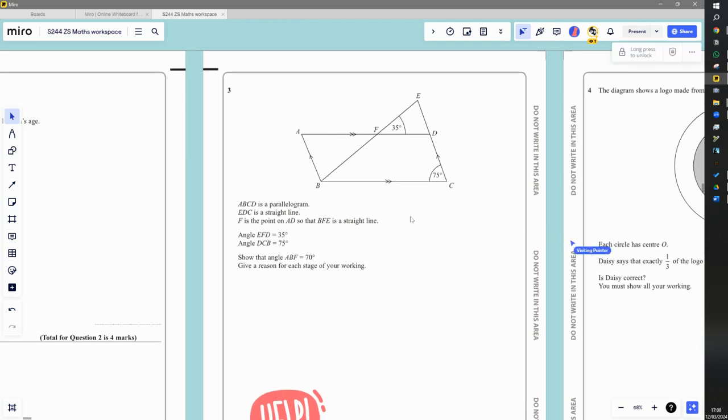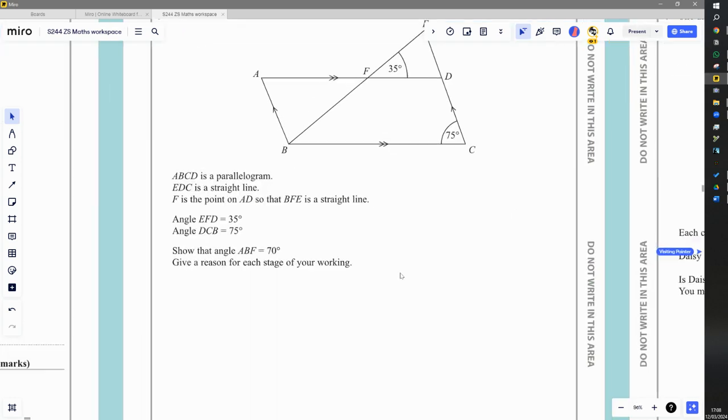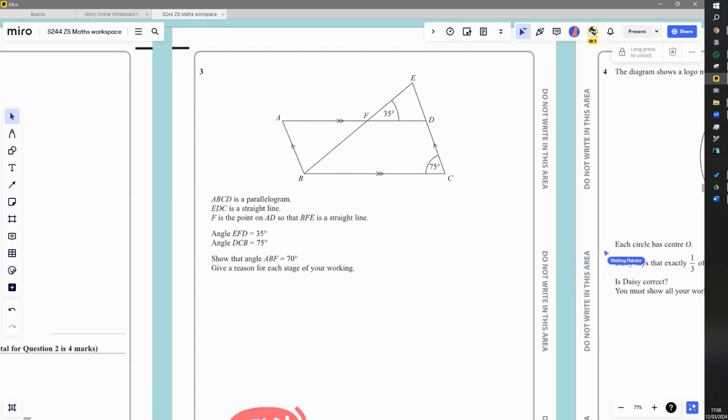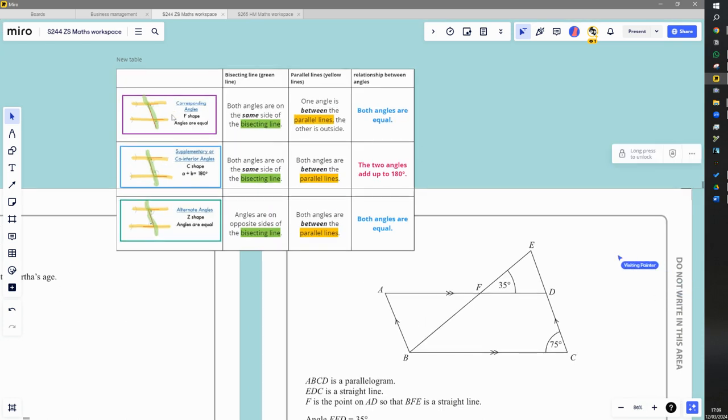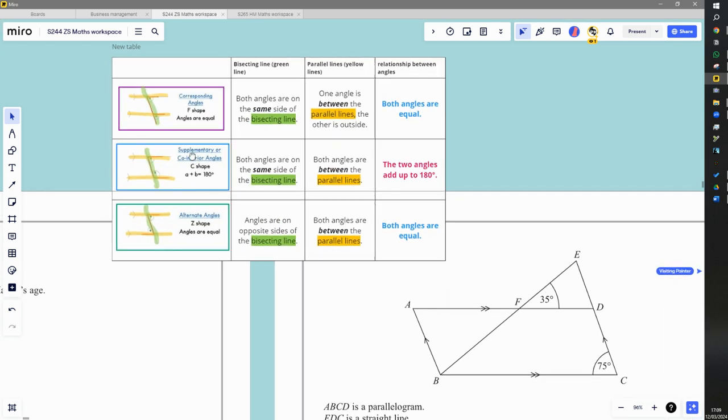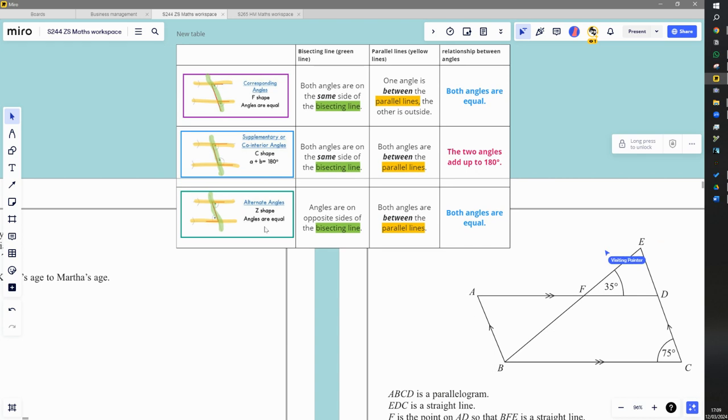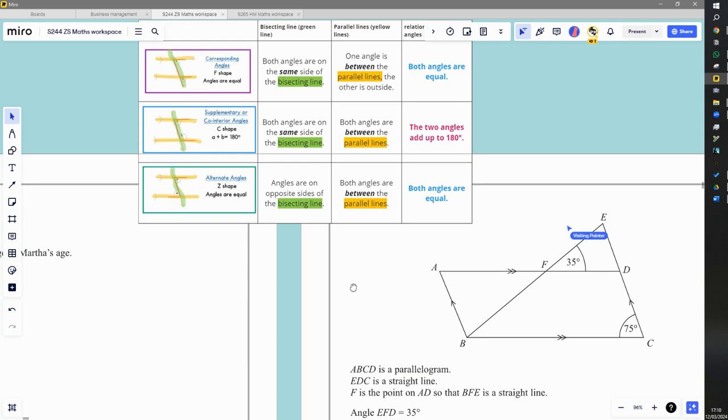So what I'm going to do actually is pause the video and get something that I've made today, another lesson on this topic, which is quite useful. So let me just get that now. So basically in angles and parallel lines, we have the corresponding angles, we have supplementary or co-interior angles, alternate angles. And what I've done is with each one of these, I've tried to highlight the differences and how we can identify what's what.